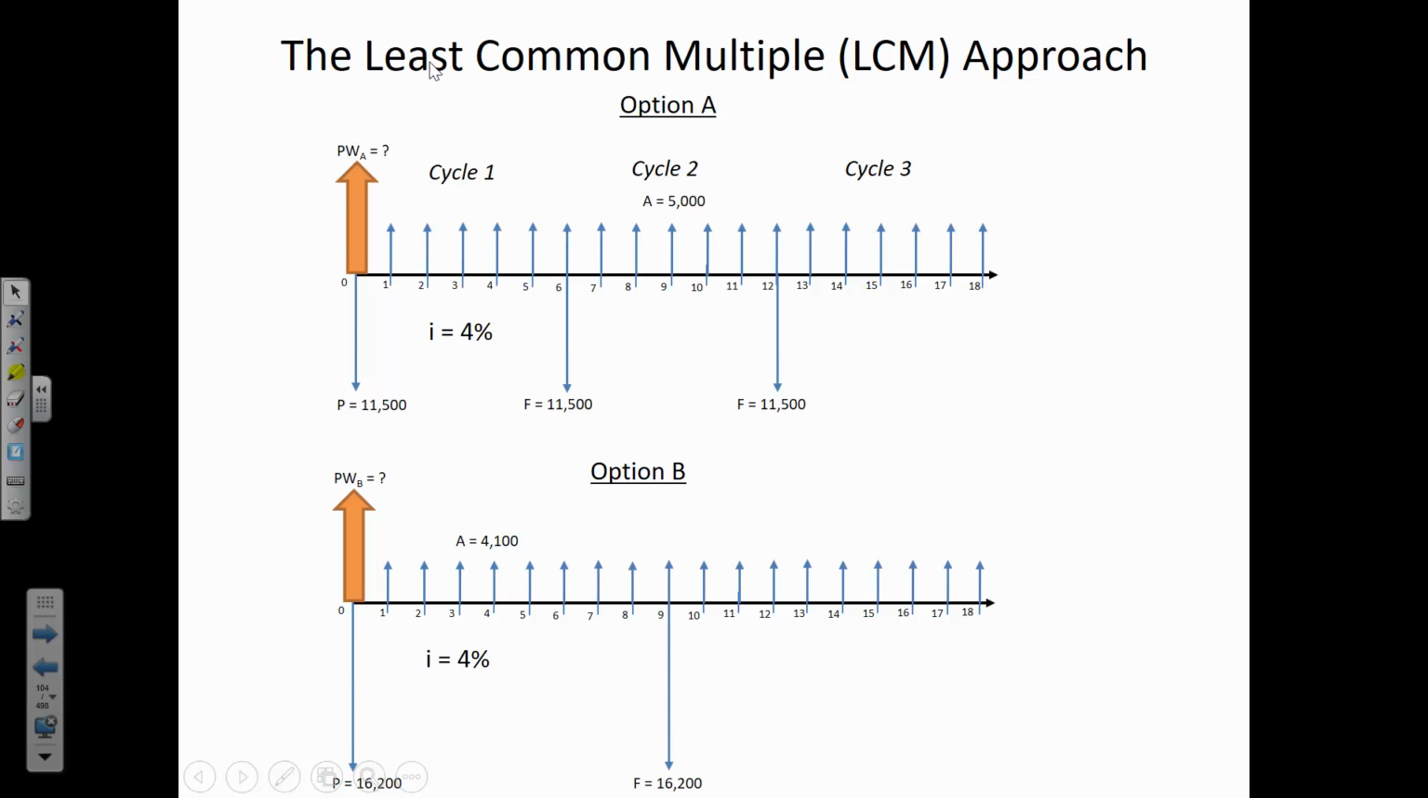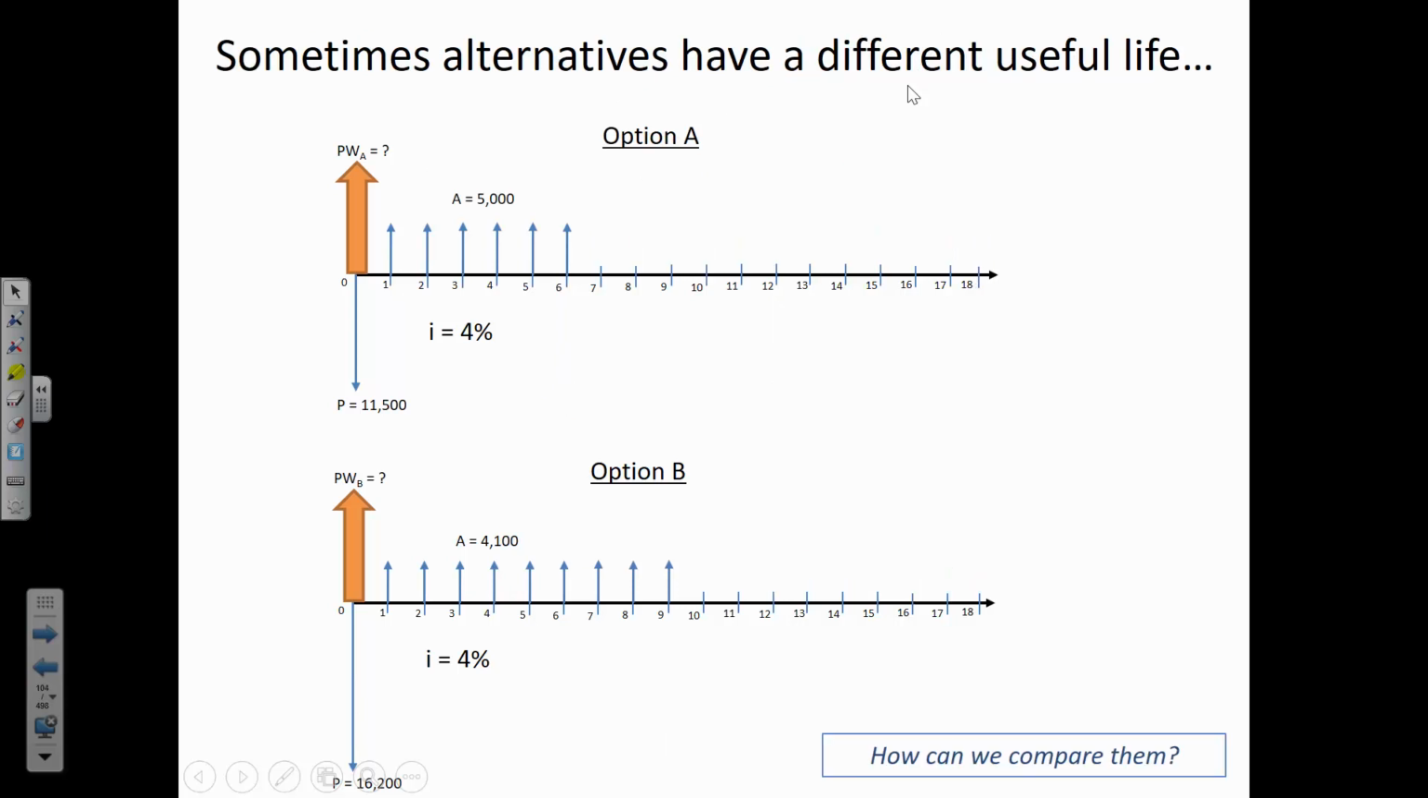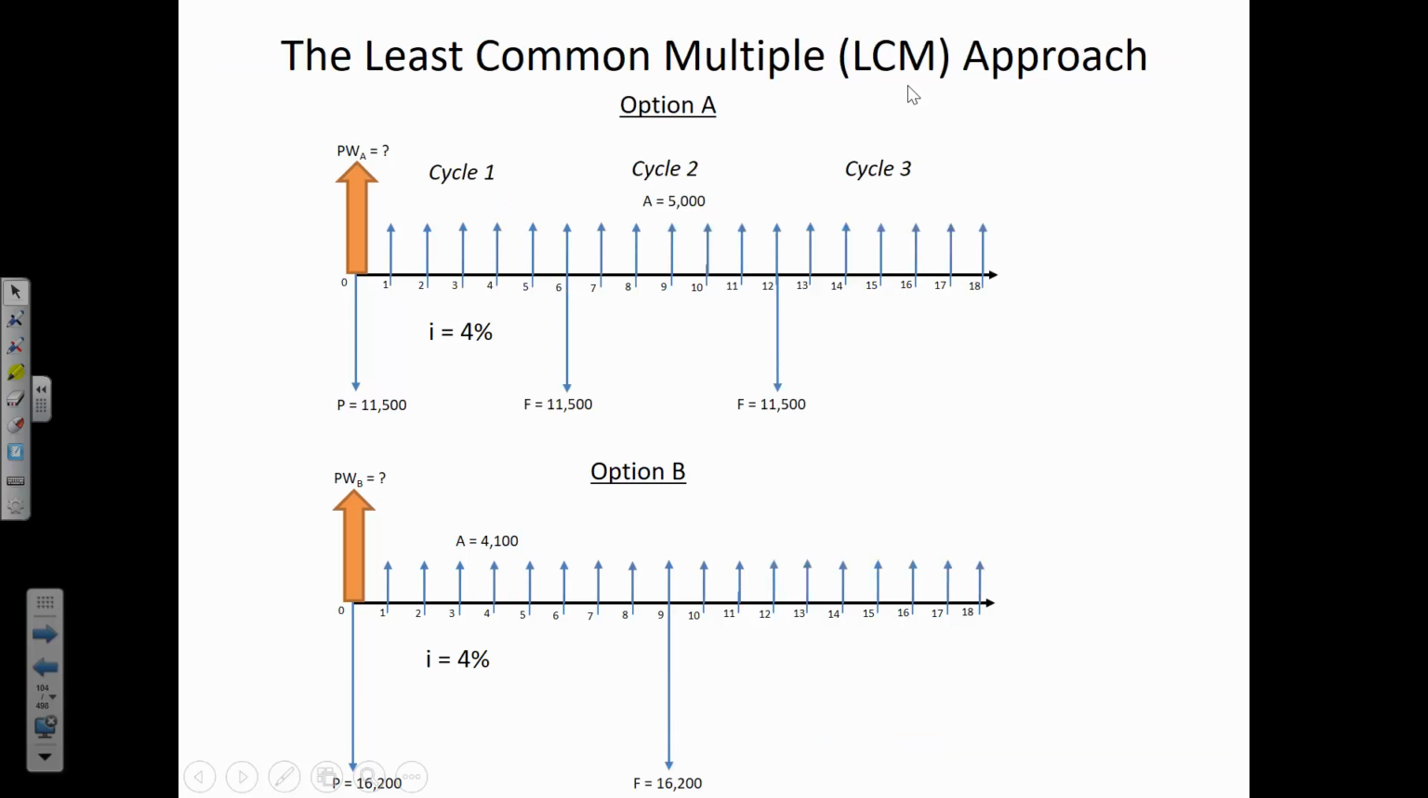This approach is called least common multiple, LCM. Why do you suppose it's called least common multiple? What does that mean, least common multiple? Do you see a pattern? Yeah, so if you've got 6-year cycles and 9-year cycles, what you do is you keep repeating until they terminate on the same year. So the least common multiple between 9 and 6 is 18. We could have it go more cycles than that, but then that just makes a cash flow diagram that's even longer. So this is the shortest.